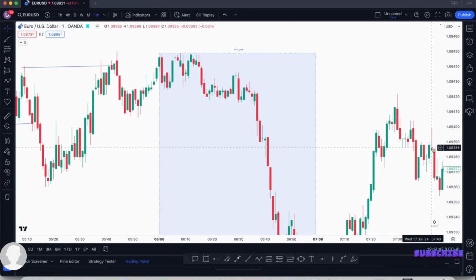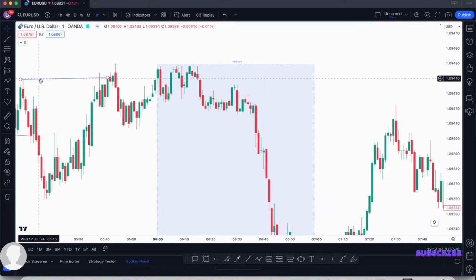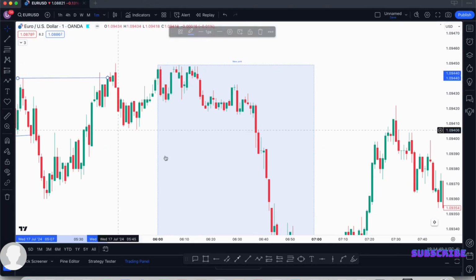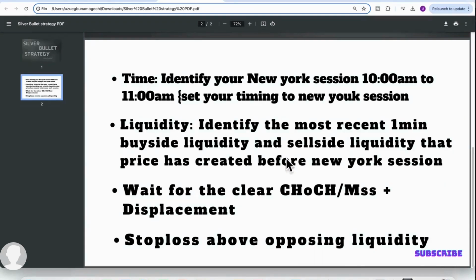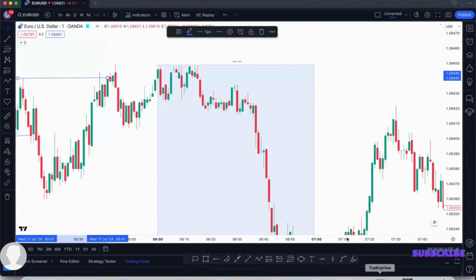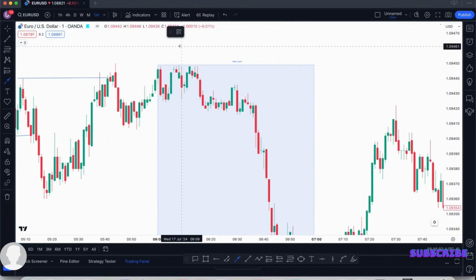On this time frame, you'll be waiting for a shift in market structure because the market has taken a sell side liquidity. We're only following the rules here. Identify the most recent 1 minute buy side or sell side liquidity that price has created before the New York session started. That's our timing. Then you'll be waiting for a shift in market structure or a displacement, which took place here.